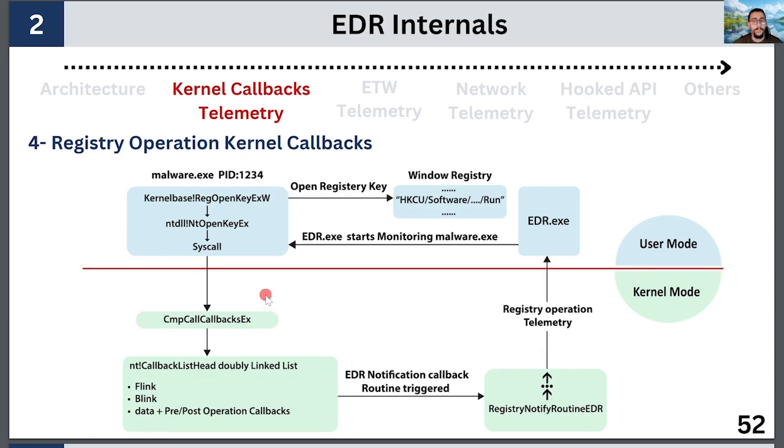Once in kernel mode, the syscall is handled by the Windows Registry Manager, which locates the requested registry key and performs access control checks to verify if the process has permissions to modify the key. It then calls an internal kernel function called CmpCallCallBacksEx, which iterates through the registry operation callbacks stored in the CallbackListHead kernel doubly linked list.